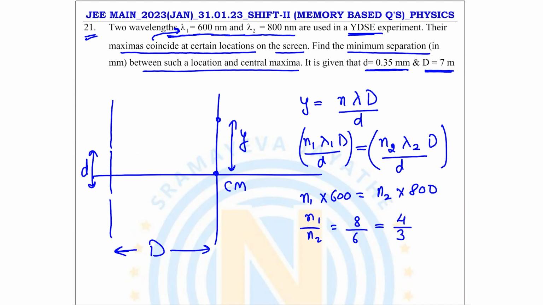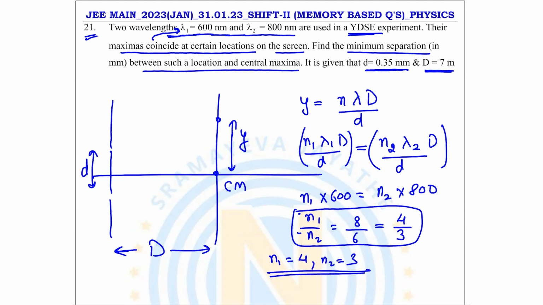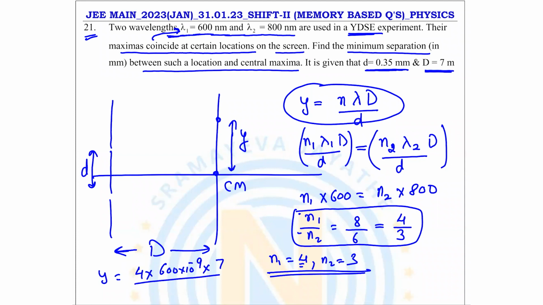Now you need to understand that n1 and n2 are integers. So clearly the smallest integers which can satisfy this condition are n1 equal to 4 and n2 equal to 3. So the first time the maxima coincide is when n1 is 4. Now all you need is to find this value by taking n1 as 4. So 4 into lambda 1, which is 600 nanometer, into capital D, which is 7, and you have to divide it by small d. Small d is 0.35 millimeter.